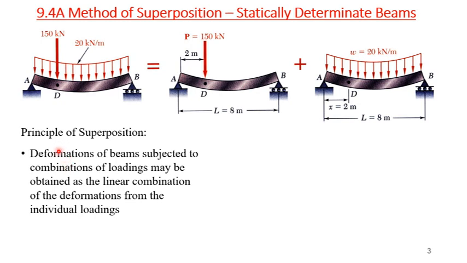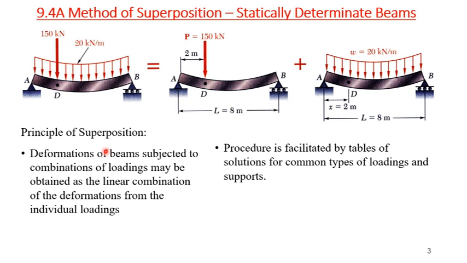So this method of superposition is basically that the deformation of a beam subjected to a combination of loading may be obtained as a linear combination of the deformation from individual loads. Again, the condition is the same as we discussed in chapters 2 and 3 when we talked about the method of superposition for the statically indeterminate problem, that the stresses are within the elastic proportional limit, and the deformations are very small, and we also apply the Saint-Venant principle.